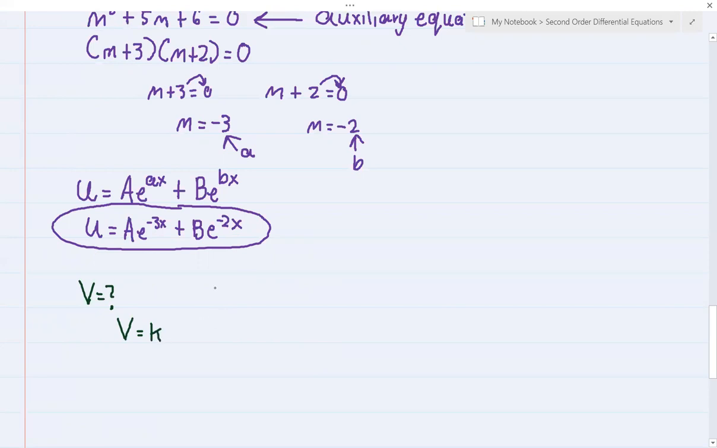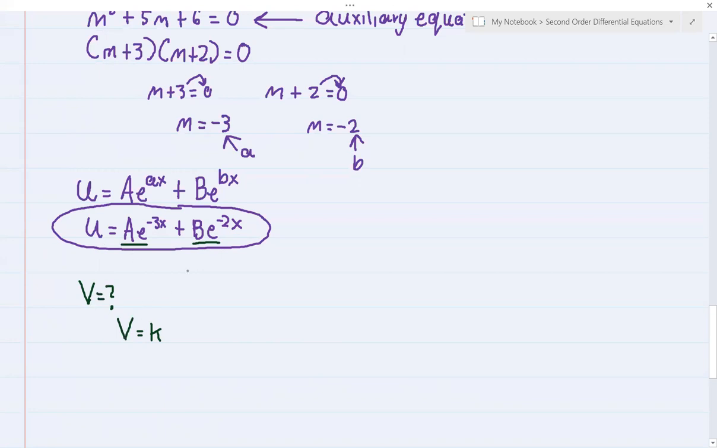All right? So how would you know if it is a constant term? Simple. If there is a constant term here, it could be a number, it could be an arbitrary constant, as long as it is a constant term, then your V is equal to K. Your V is equal to Kx. But if there's no constant term, just like this one, you have A times e raised to negative 3x, B times e raised to negative 2x, then your V is equal to K because there is no constant term.